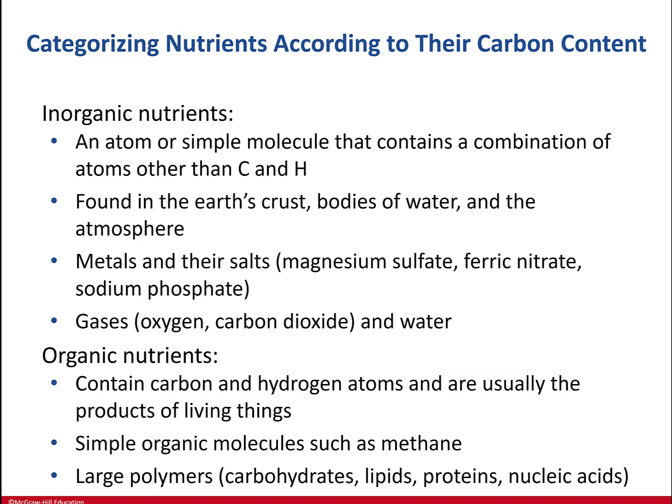Of course, water, H2O, or oxygen, hydrogen, hydroxyl group, and hydrogen, which makes up the pH. I think we've already gone over that. Organic nutrients contain carbon and hydrogen atoms that are usually products of living things. Simple organic molecules such as methane, or if you're from Great Britain, methane. Large polymers: carbohydrates, lipids, proteins, and nucleic acids. So they're long chains of polymers, repeating structures, and that's a good thing.